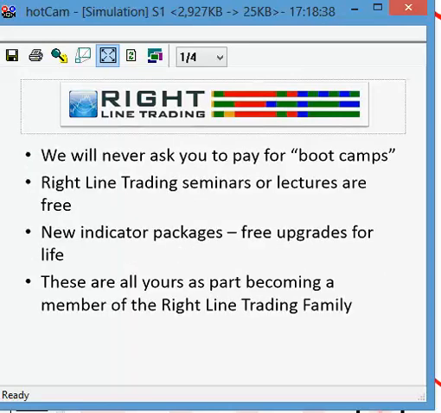Now, we never ask you to pay for boot camps. I don't even know what those mean. If we can't provide you with software and education that makes you a successful day trader, I'm not going to ask you for $1,000 to buy a boot camp on our system, because now you'd need to pay more to become a professionally successful day trader. We never ask you to pay for seminars or lectures.